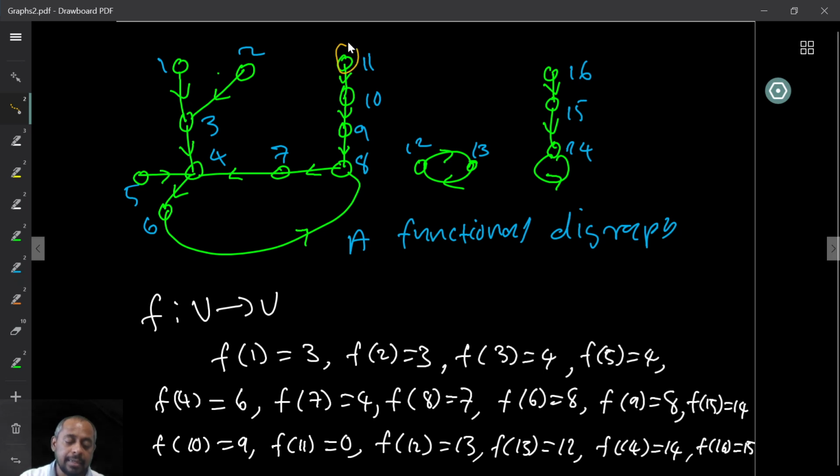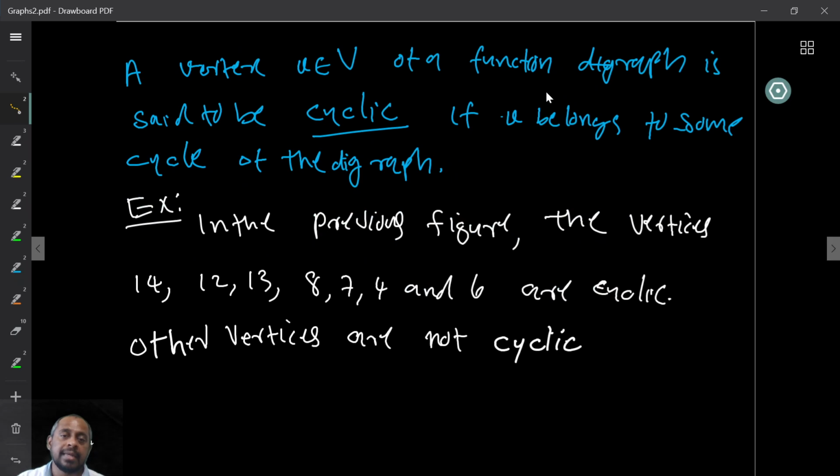But on the other hand, 11 was not part of a cycle, 16 was not part of a cycle, 15 was not part of a cycle. So the vertices which are part of a cycle are called cyclic vertices for functional digraphs. If a vertex V belongs to some cycle, then we say it is a cyclic vertex. And in the previous example, we said that 14, 13, 12, 8, 7, 4, and 6 are cyclic vertices, and other vertices are not cyclic. This is something that you can easily verify.